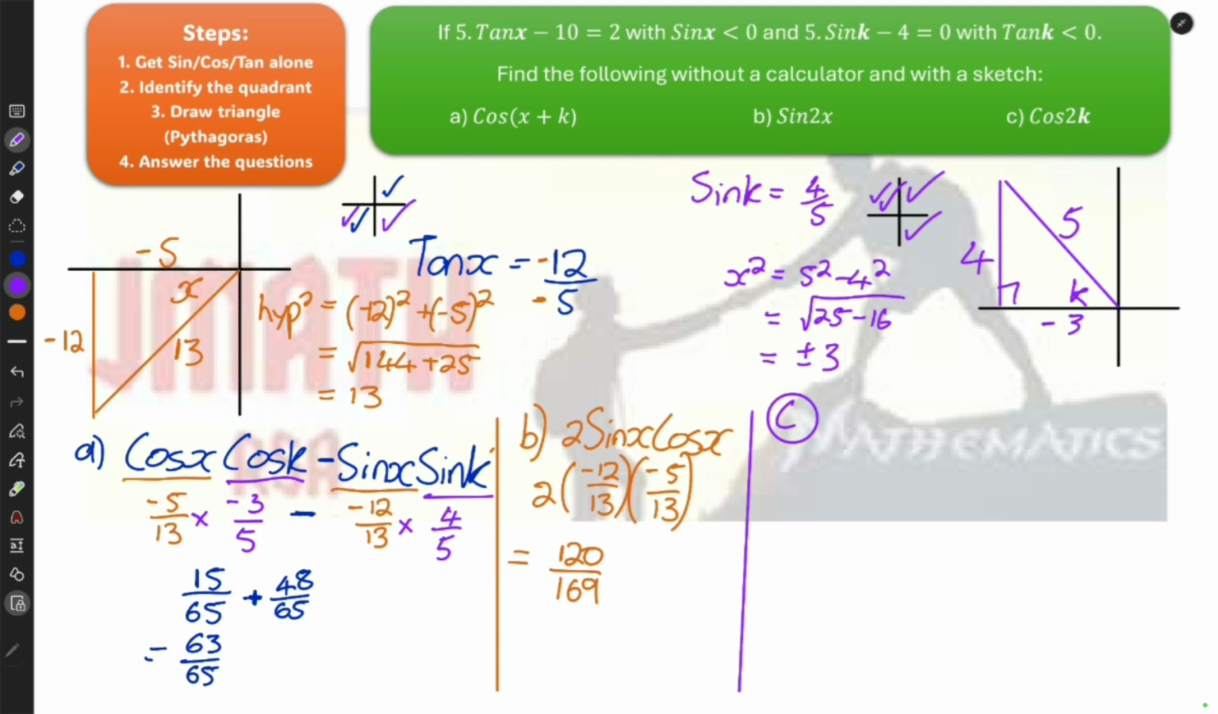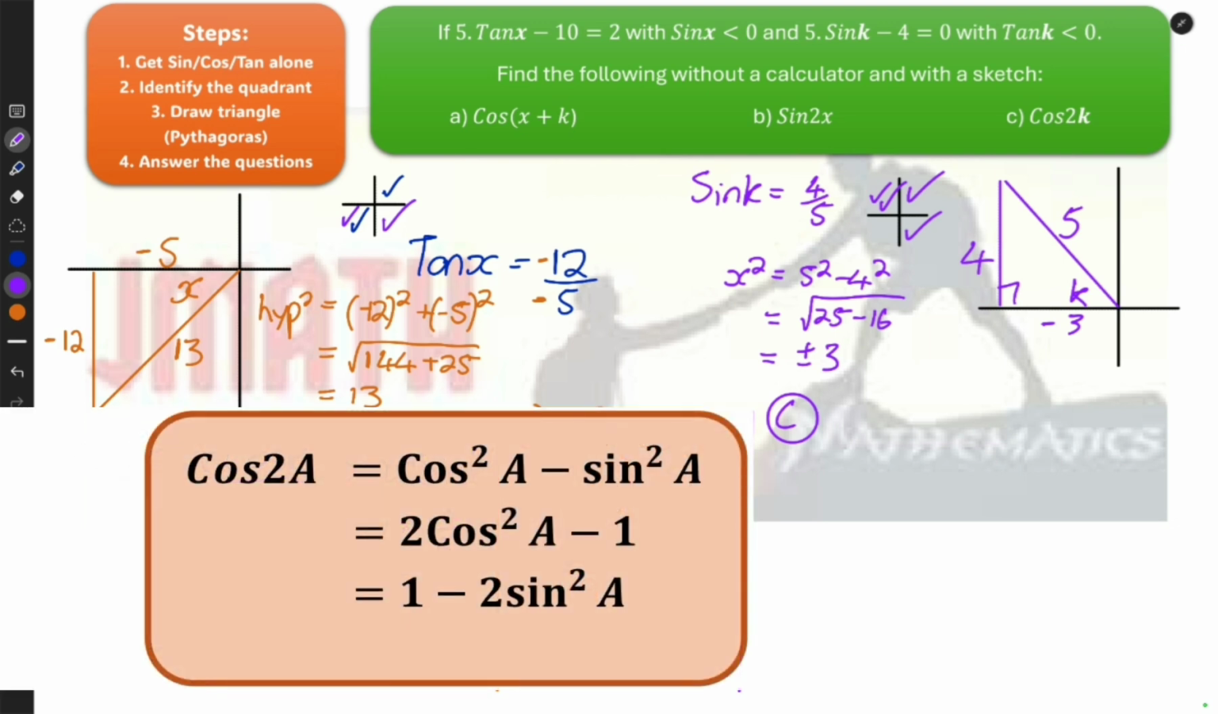Question C, cos 2k. So it's a k, I'm working with the purple triangle, and I can really take any of the 3 options they gave me. So if I have to choose, I would always go for the one where they started off with. So this purple triangle started off with sine, so I'm just going to choose the option that has only a sine in. But you can really choose any one of them.